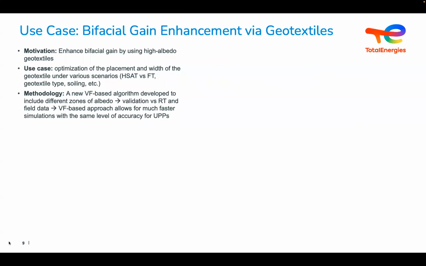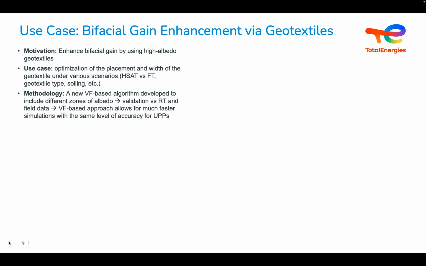One other interesting use case is the bifacial gain enhancement via geotextiles. So what is the idea behind that? Behind it is that we can enhance the bifacial gain by using high albedo geotextiles. But the idea is not just to flatly put this expensive material everywhere, but to try to find the optimal placement and width of the geotextile under various conditions to have the lowest LCOE.